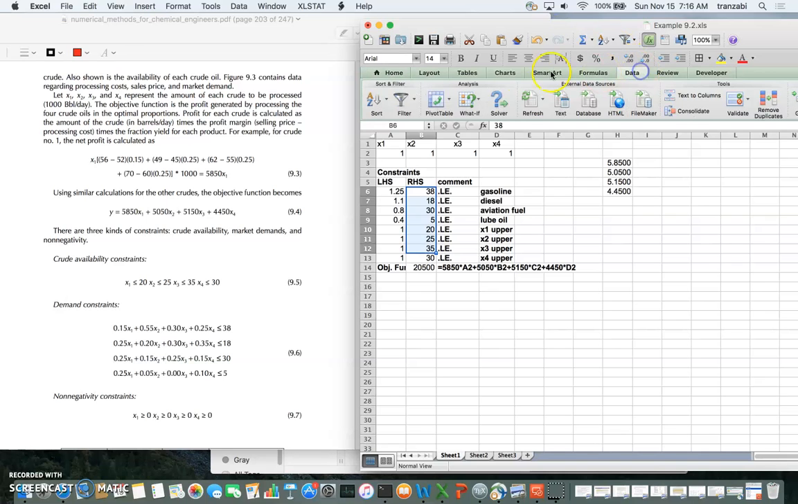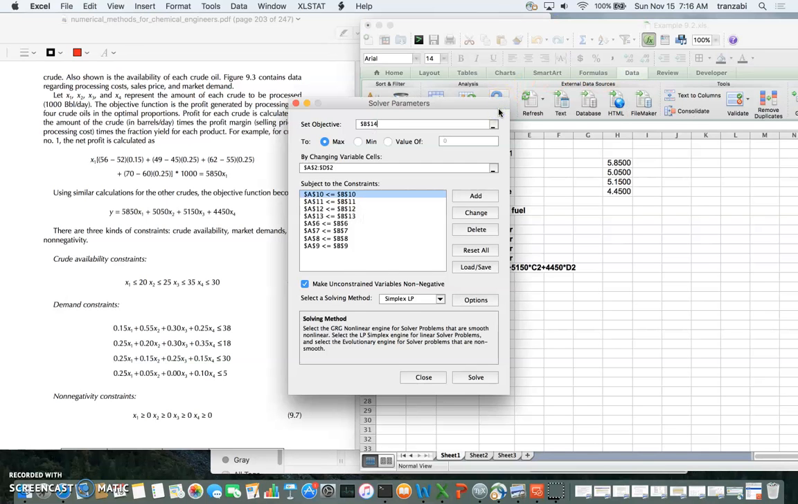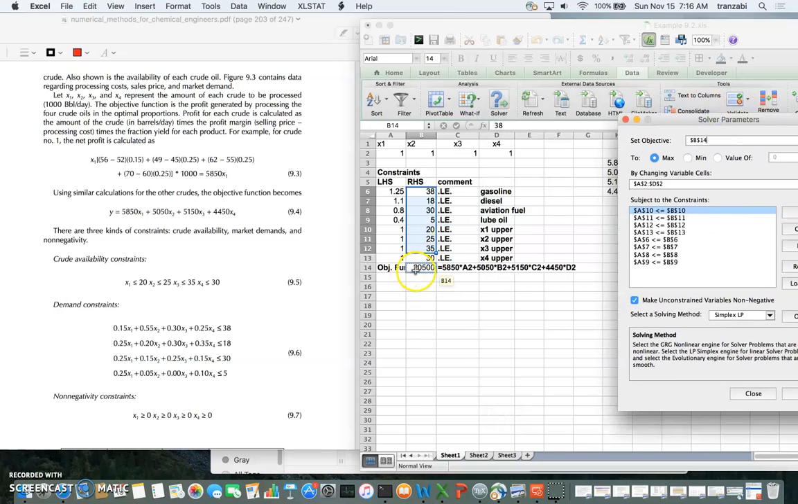So I'm going to go to Data, Solver, and then I'm going to put them in one by one. First, which one is the objective function? My objective function is this cell, which is B14. So here's B14. I want to maximize over what variables? My variables are sitting here from A2 to D2. So here's A2 colon D2.